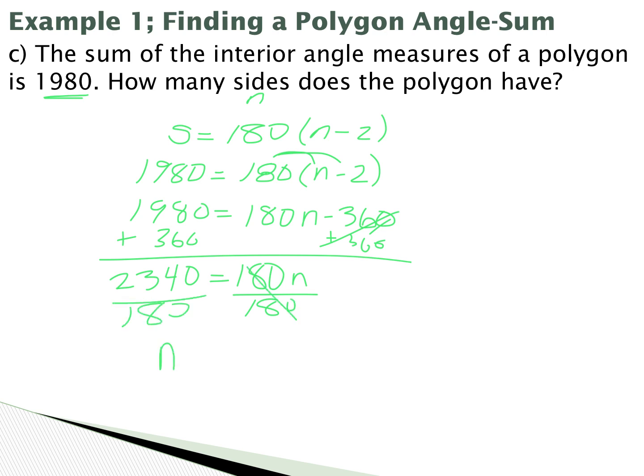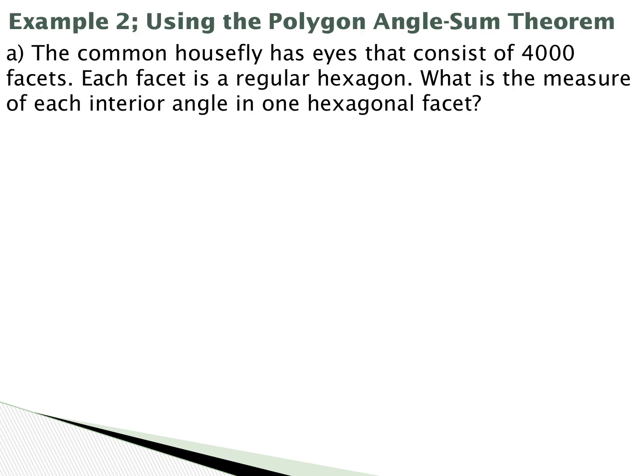And we get n equals 13 sides. So that would be how many sides this polygon would have. The common housefly has eyes that consist of 4,000 facets. Each facet is a regular hexagon, which means 6 sides. What is the measure of each interior angle of one hexagonal facet?